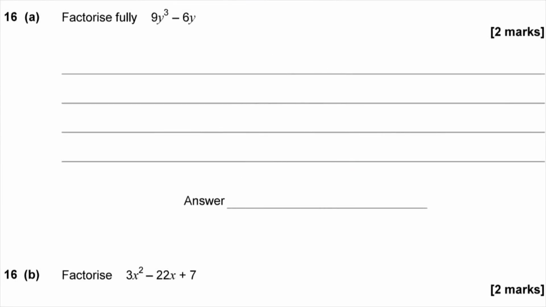Question 16a, factorise fully 9y cubed minus 6y. Now notice the word fully, when they add that word in there, it means that there is more than one factor to find. So if you only pull out one factor, you won't get both marks. If you have a look at 9y cubed and 6y, you can see there are two factors that you can pull out. 9 and 6 are both multiples of 3. And y cubed and y both have a y in them, so I can take 3y out as a common factor of both those terms.